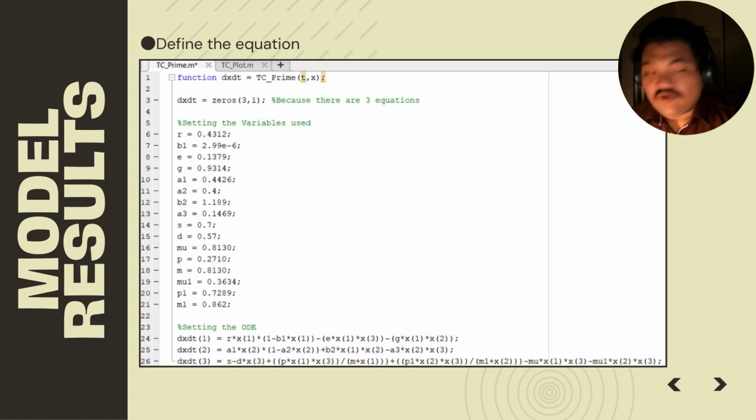We then proceed into MATLAB, where we define the equation. So we define each parameter as was stated in the model settings, and we also retype the equations using the MATLAB language. As you can see for the xdt1, the xdt2, the xdt3, which are the equations for the normal cells, the tumor cells, and the immune cells.